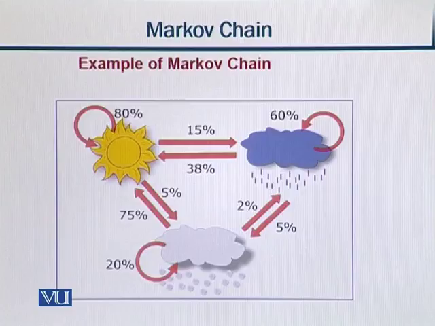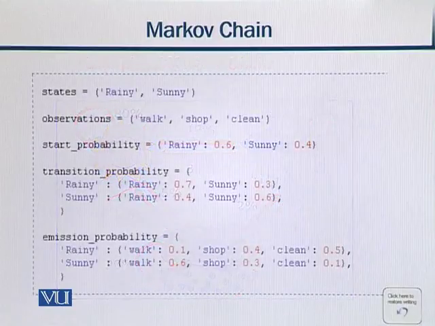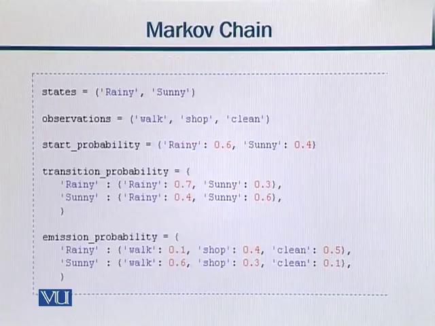Here I have given an example of a Markov chain. On the left-hand side we have shown sunny, here we have shown rainy, and here we have shown clouds. So what is happening? All these are connected through only the previous state. For example, sunny or cloudy can be reached only by getting information from the previous states. So here I have given an example of how we can make a Markov chain model.